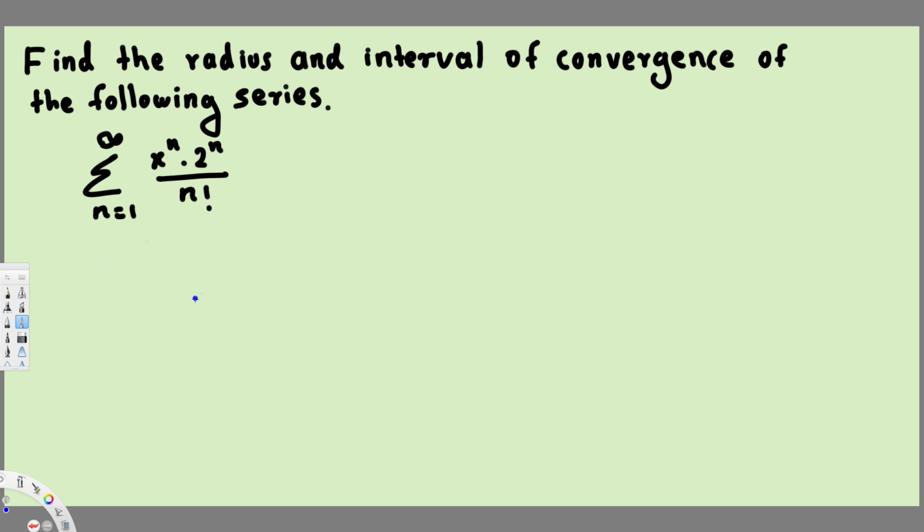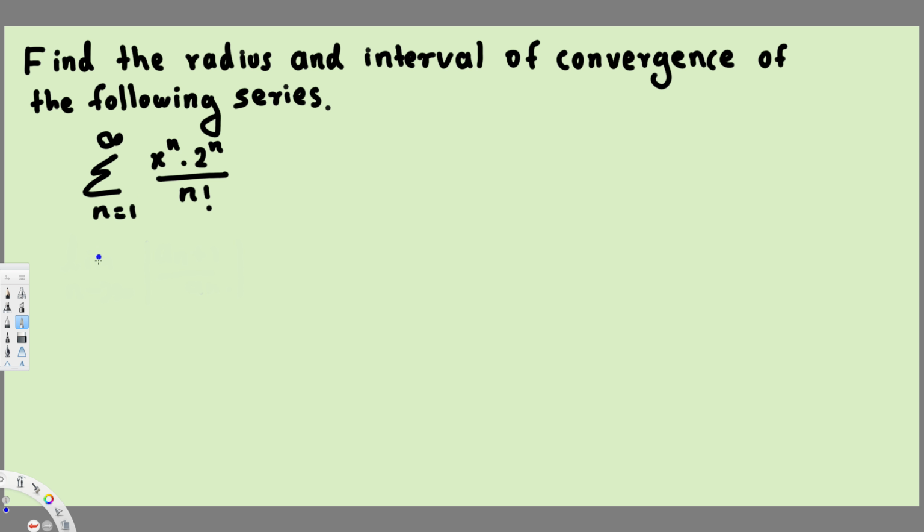Let's do this problem right here. This question is asking to find the radius and intervals of convergence of the following series. Let's see how we can do this. First of all, we have to take the ratio test and find the value that is less than 1.